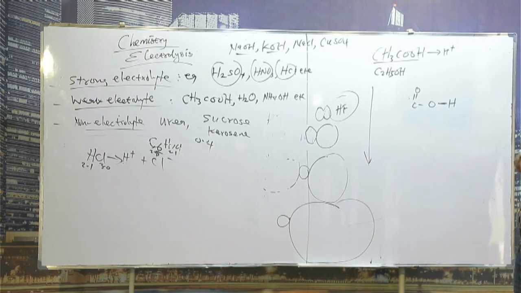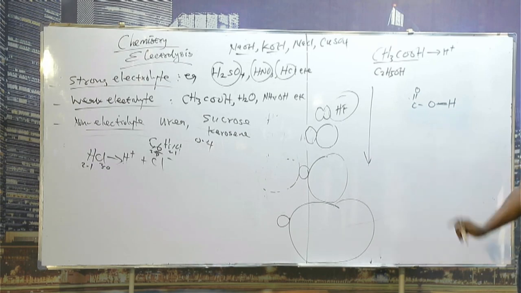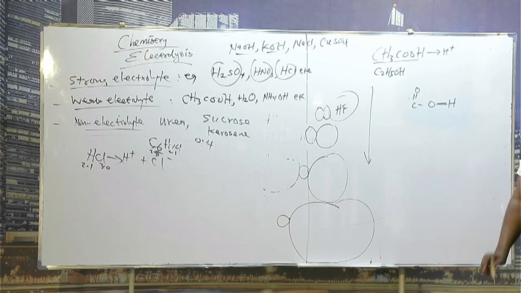Which bond here is the hydrogen bond? Is it this bond? This bond? The one that is directly linked to hydrogen with what? Oxygen. When you want to know if polarity exists in this bond, try to check the electronegativity difference between the two atoms here. Between oxygen and hydrogen, which one is more electronegative?